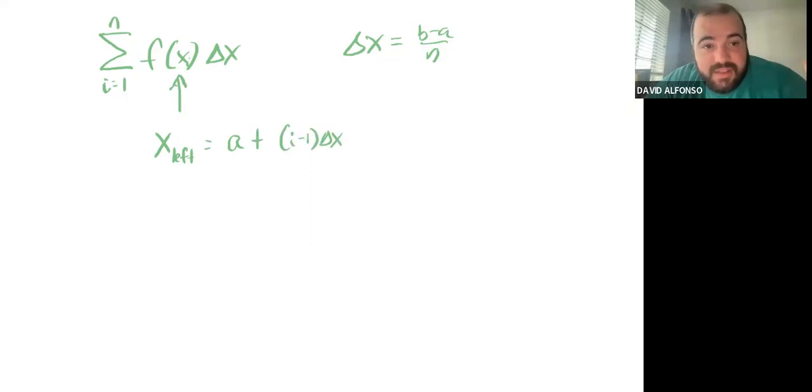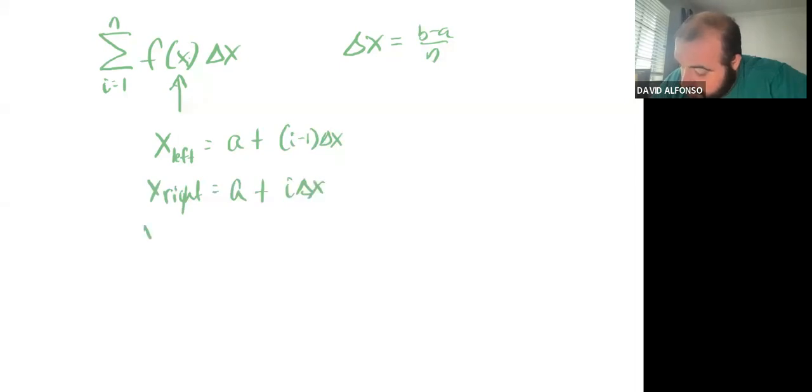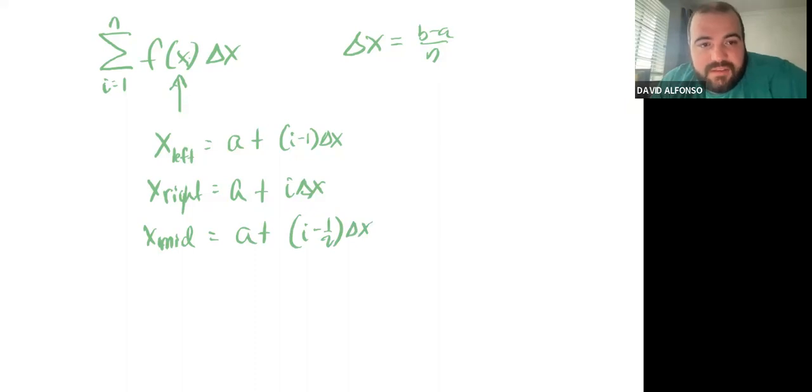Because again, if you're starting on the left, you're starting technically at a. So you don't start adding delta x until the second one. So that's why you're always one step behind with adding delta x when you're doing left. If you're going to do right, you're starting first at the first delta x. So it's i delta x. And then for midpoint, this one is that. So that's basically your Riemann sums.